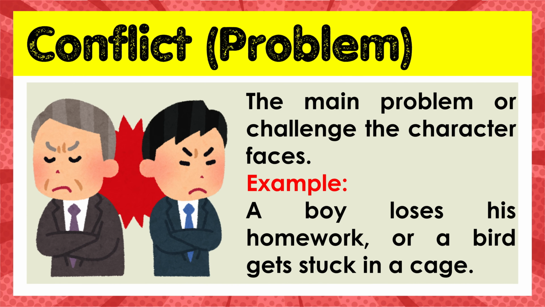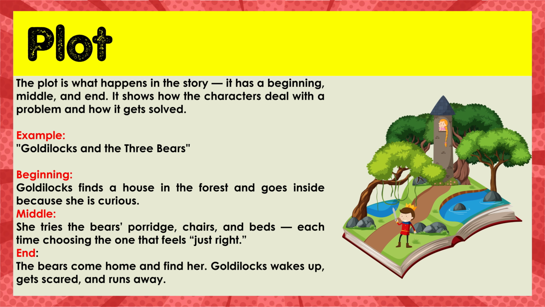Conflict. Conflict is the main problem or challenge the character faces. Example, a boy loses his homework or a bird gets stuck in a cage. Plot. The plot is what happens in the story. It has a beginning, middle, and end. It shows how the characters deal with a problem and how it gets solved.